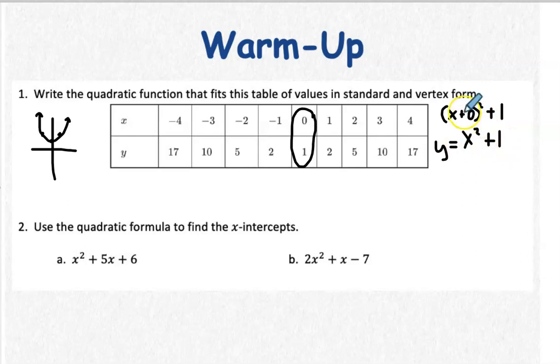Okay, and this is the vertex and the standard form. There's nothing I could multiply out because that x coordinate of the vertex is 0. So this one is very, very straightforward. Both the vertex and the standard form would be y equals x squared plus 1.